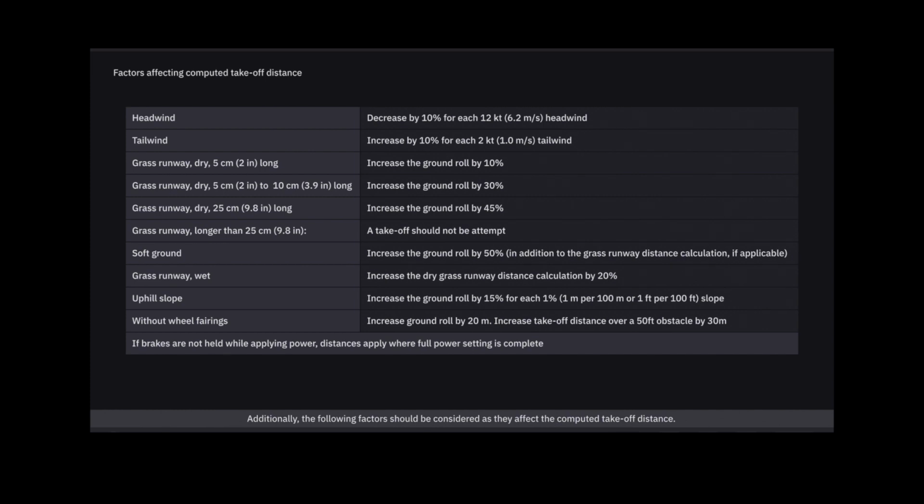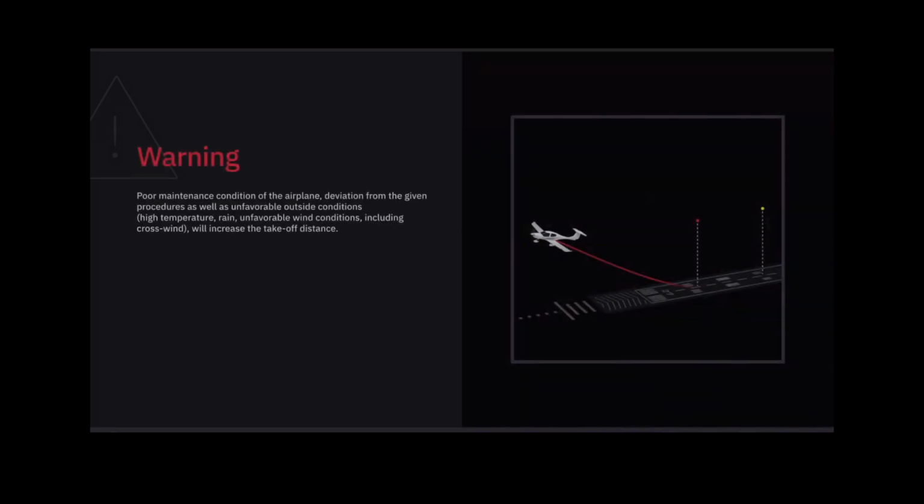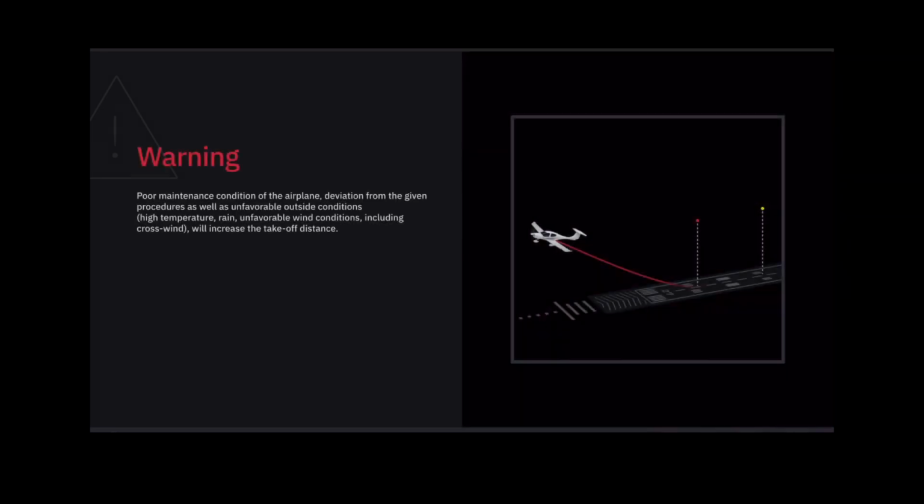Additionally, the following factors should be considered, as they affect the computed takeoff distance. Warning: for a safe takeoff, the available runway length must be at least equal to the takeoff distance over a 50 feet obstacle. Warning: poor maintenance condition of the airplane, deviation from the given procedures, as well as unfavorable outside conditions, high temperature, rain, unfavorable wind conditions, including crosswind, will increase the takeoff distance.